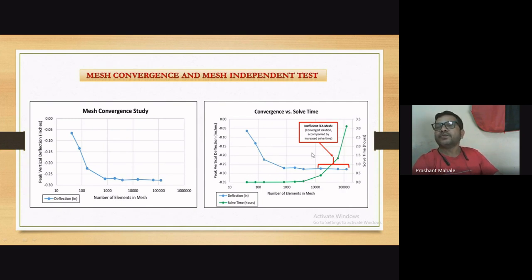Here in the second graph, both curves are shown. The blue line shows the results, whereas the green line shows the time, which goes on increasing as we increase the number of elements. Both curves are shown here: one is the advantage and the second one is the disadvantage. So you can show such graphs also if you want to explain this mesh independent test, right? This is one point that remained, and let us go to the next point for this particular case.